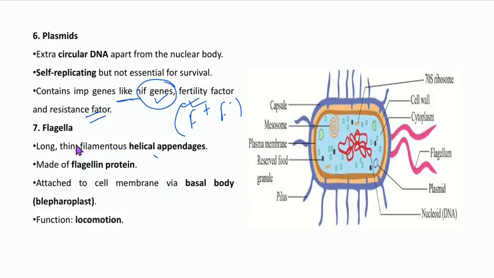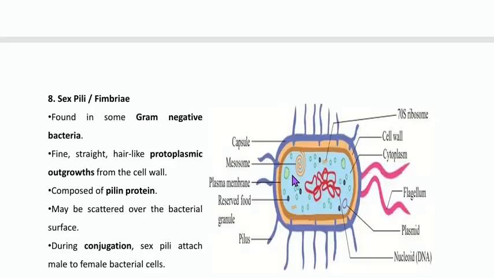And talking about the flagella, they are long, thin, filamentous, helical appendages, like helical structures, made from the flagellin protein, and attached to the cell membrane. You can see it is attached to the cell membrane, or the plasma membrane, through the basal body known as the blepharoplast, and the function is locomotion.